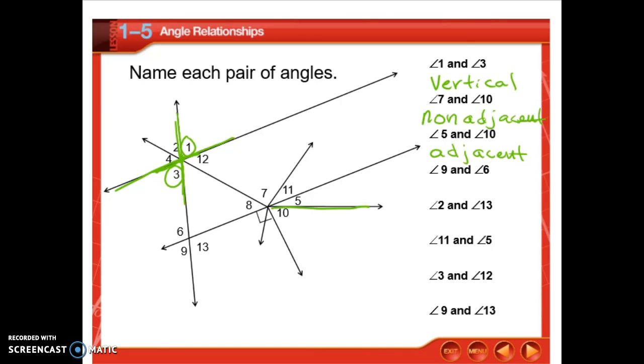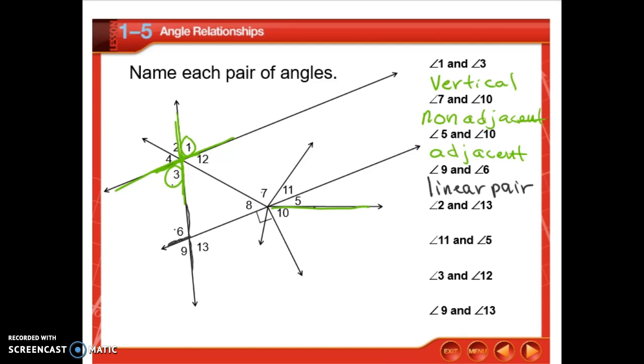Okay, so angle 9 and angle 6. We've talked about vertical angles, so like 1 and 3 are vertical angles. Non-adjacent would be like 7 and 10. They don't make an X, they don't share a side, they're non-adjacent. 5 and 10 share this side right here, so those are adjacent. 9 and 6, here's angle 9, here's angle 6, they share a side, and the other side is a straight line, so that makes a linear pair. So this one is linear pair.